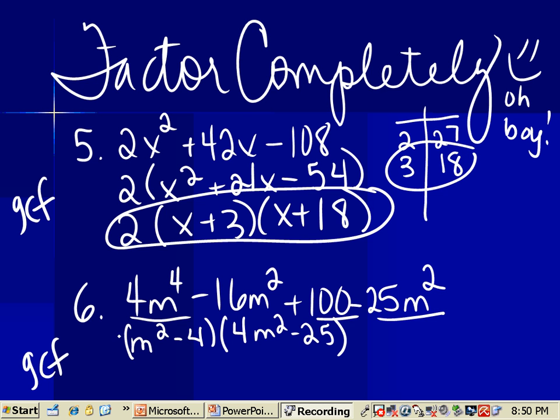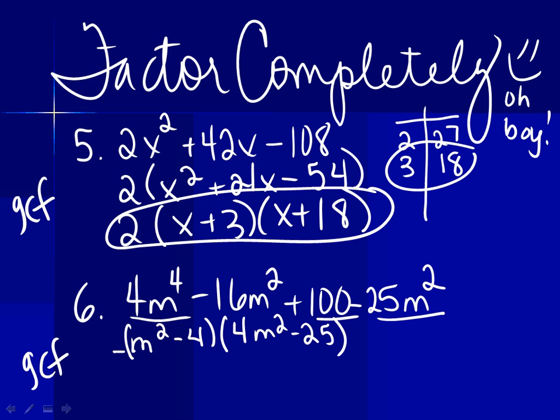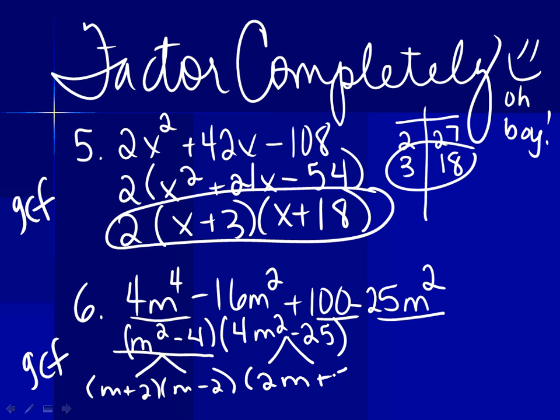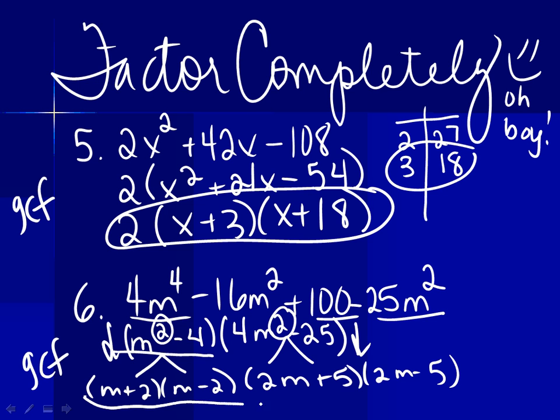Now, we've done greatest common factor, we've done our grouping, but look inside right here. These are another difference of 2 squares. So I'm going to take this part and change it to m plus 2, m minus 2. And then I can take this, which is also another difference of 2 squares, and do 2m plus 5 and 2m minus 5. So what I'm saying to you is, if you see a square, you need to keep going one more step. All right, this would be the final answer.